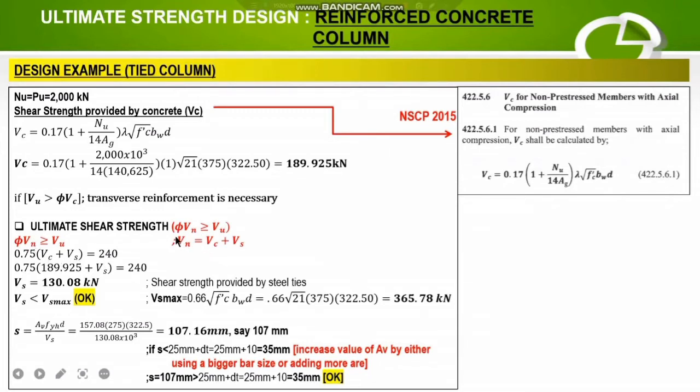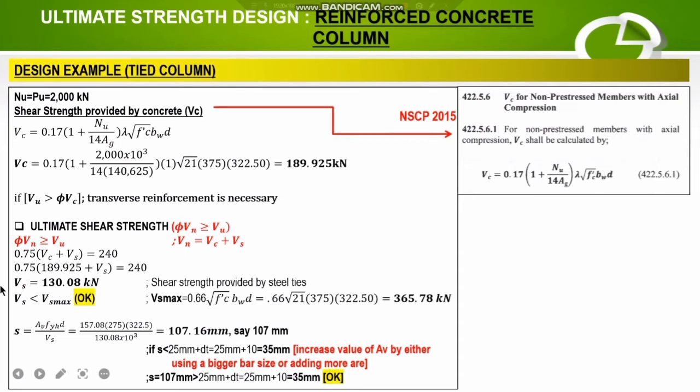So plugging the value of Vn, we can have Vc plus Vs is equal to 240. Then 0.75 times the quantity of 189.925 plus Vs is equal to 240. Then we can solve for Vs, or our shear strength provided by steel ties. So Vs is equal to 130.08 kilonewtons.